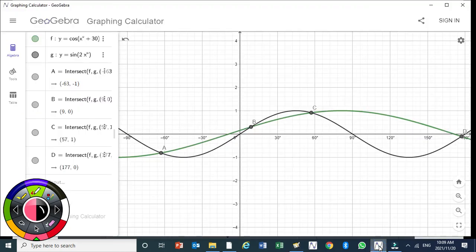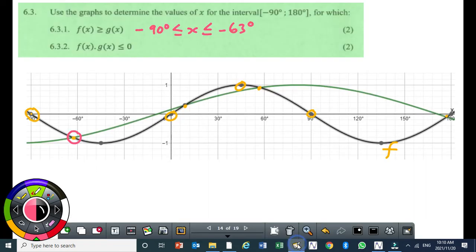Then for B, it's going to be positive 9 degrees. For C, it's going to be 57. So from 9 to 57. So the other answer will be between 9 degrees and 57 degrees.